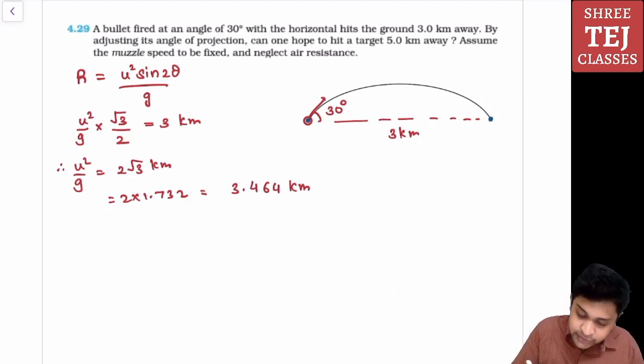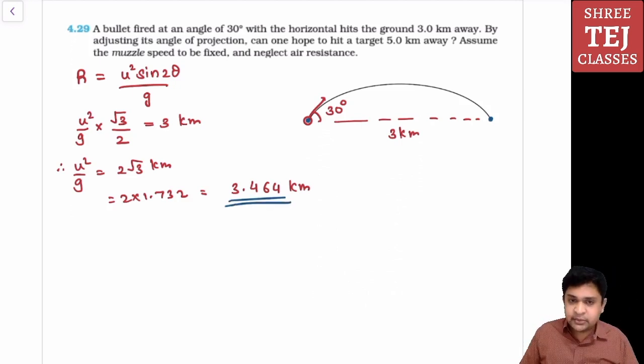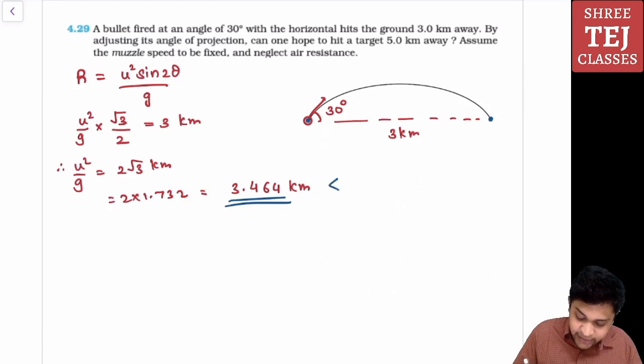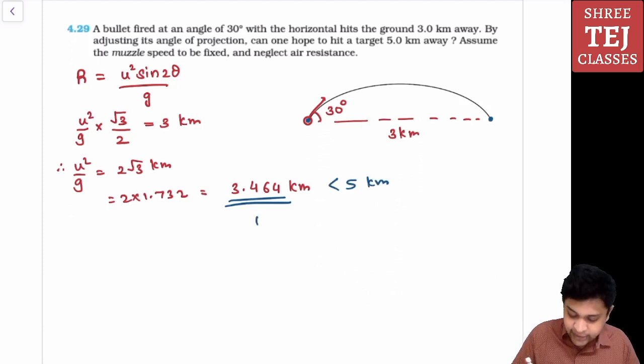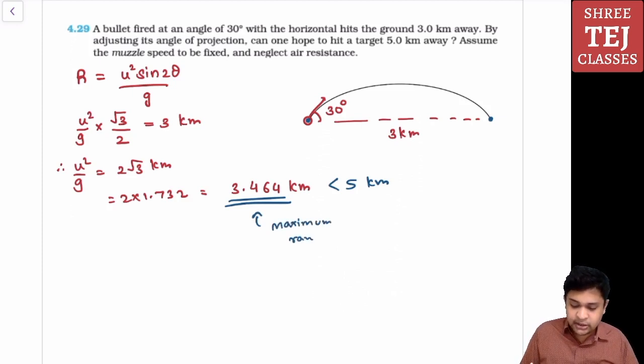Now because u square by g, which is the maximum range, is less than 5 kilometers, it is not possible to hit a target 5 kilometers away. It is not possible to hit a target 5 kilometers away because this is the maximum possible range. Let us move to the next question.